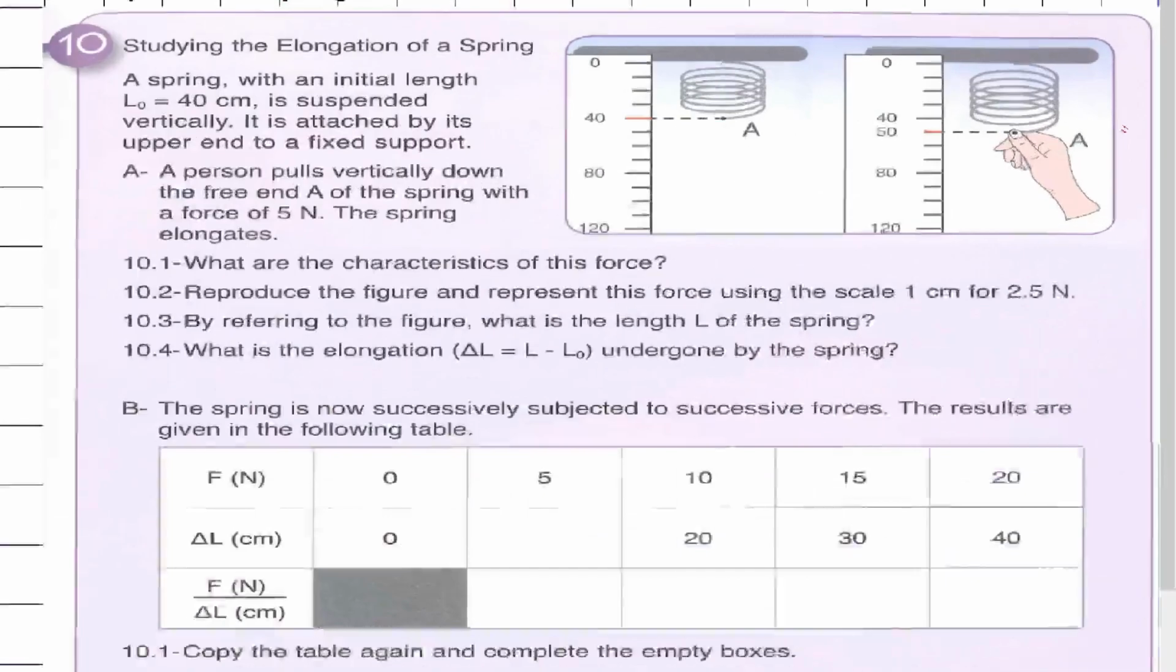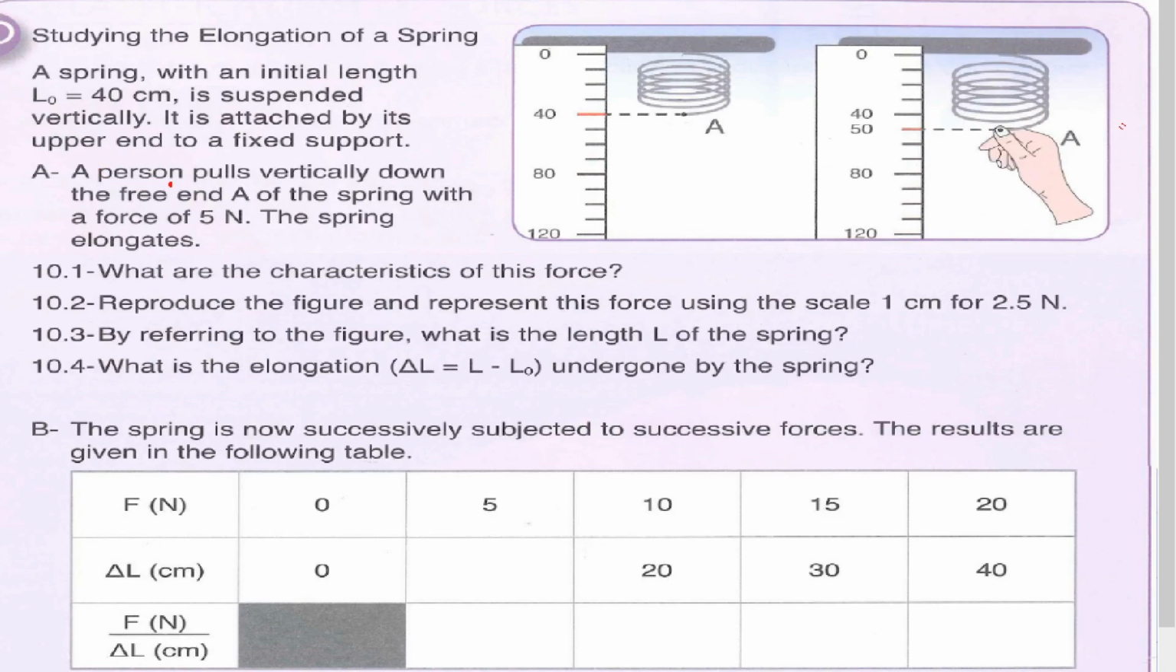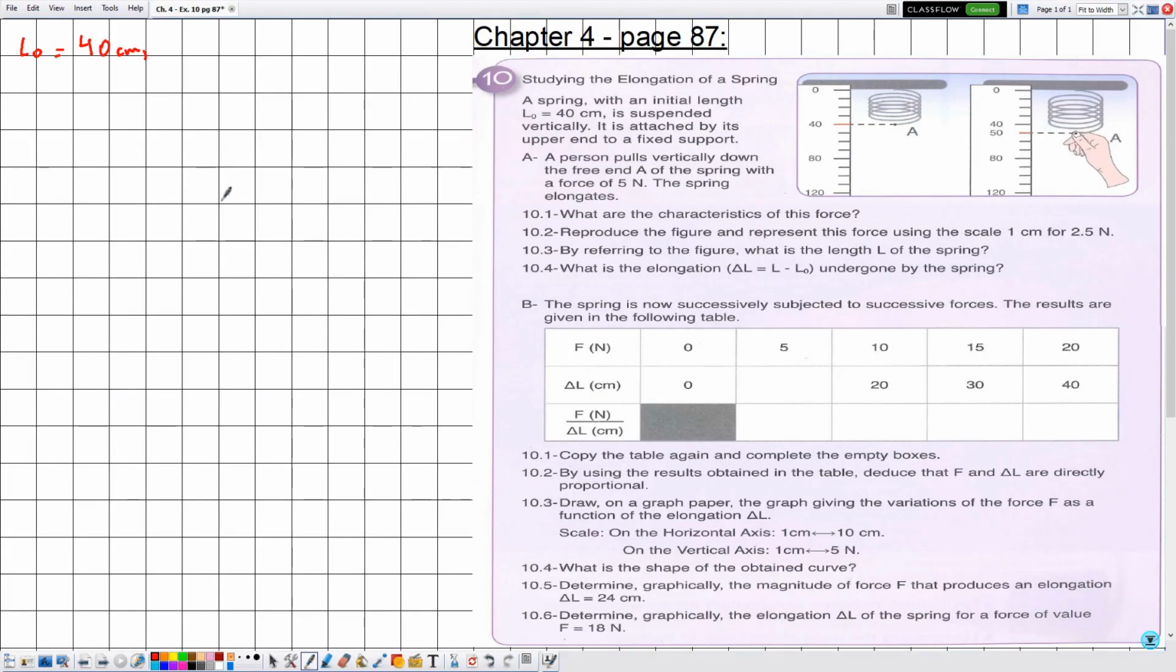Okay. Now in part A they are telling me a person pulls vertically down the free end A of the spring with a force of 5 newtons. So here this is the hand of the person. So the person pulls the spring vertically downward with a force of magnitude 5 newtons. Then the spring elongates. Now in 10.1 they are asking me about the characteristics of this force, the force exerted by the hand of the person.